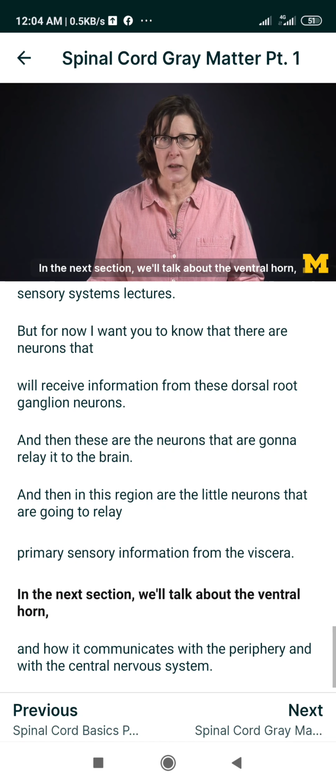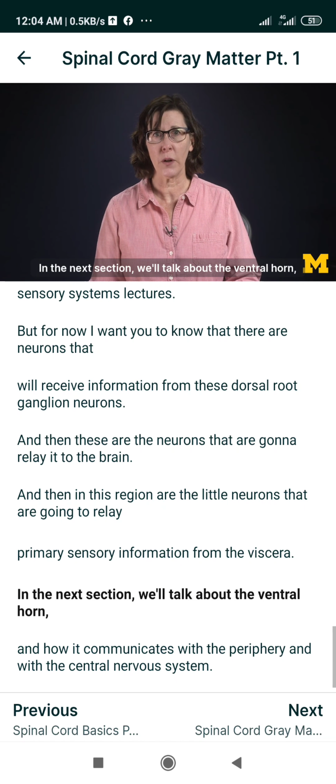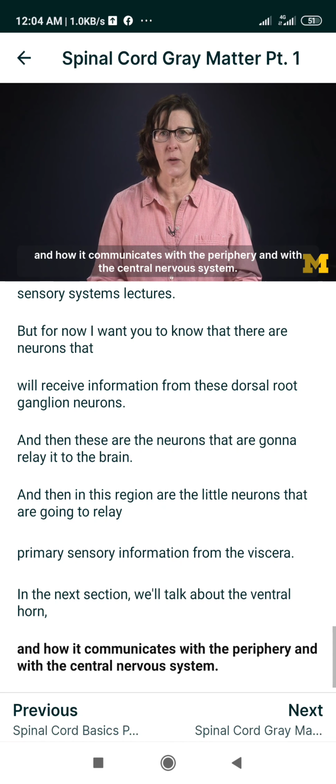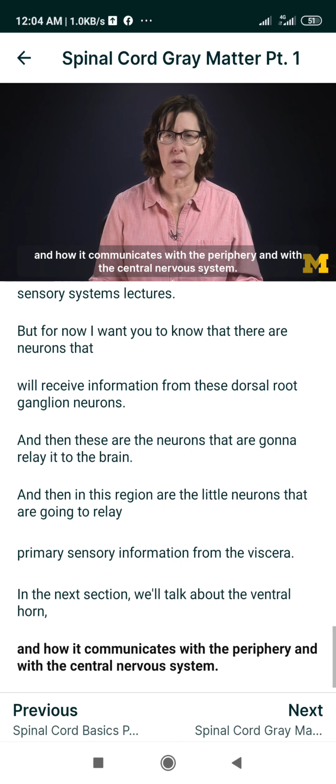In the next section, we'll talk about the ventral horn and how it communicates with the periphery and with the central nervous system.